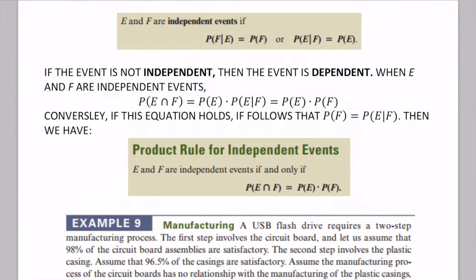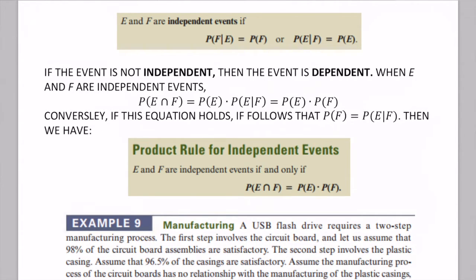E and F are independent events if the probability of F given E equals P of F, and P of E given F is equal to P of E. If the events are not independent, then the events are dependent. When E and F are independent events, the probability of E intersection F is equal to P(E) times P(F). Conversely, if this equation holds, it follows that P of F given E is equal to P of F.